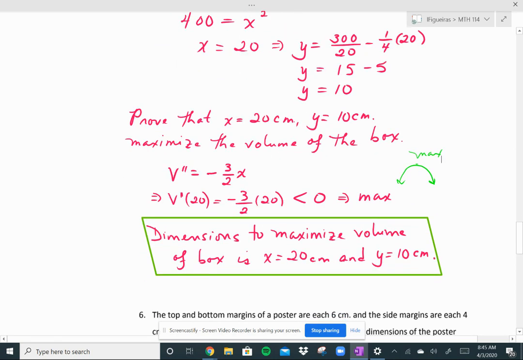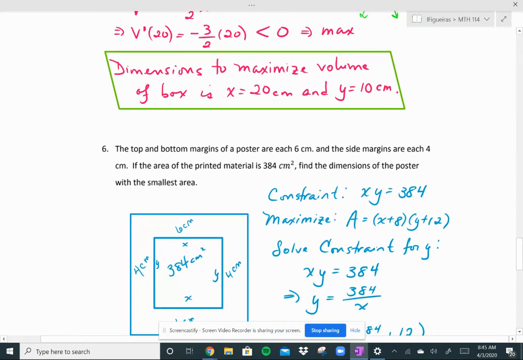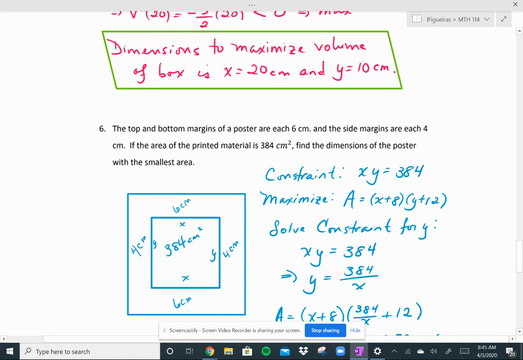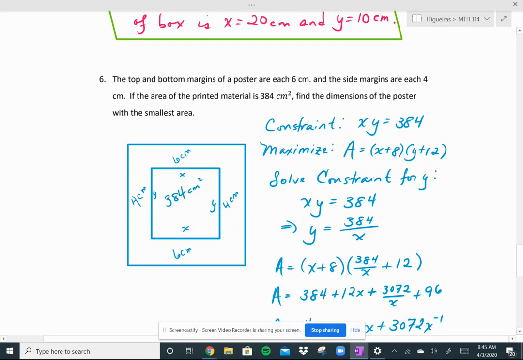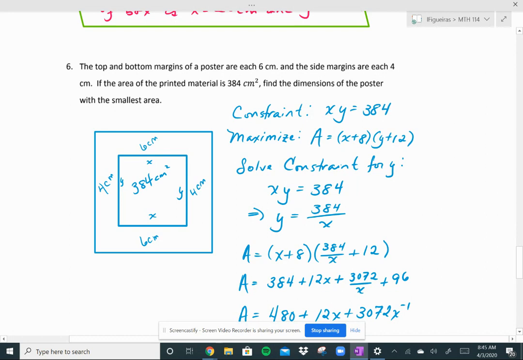All right, here's another kind of fun problem. This is regarding a poster. So the top and bottom margins of a poster are 6 centimeters each, and the side margins are 4 centimeters each. So a margin is like a border. The area of the printed material is 384 centimeters squared. Find the dimensions of the poster with the smallest area.